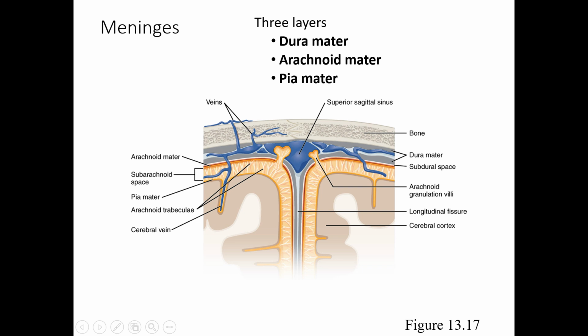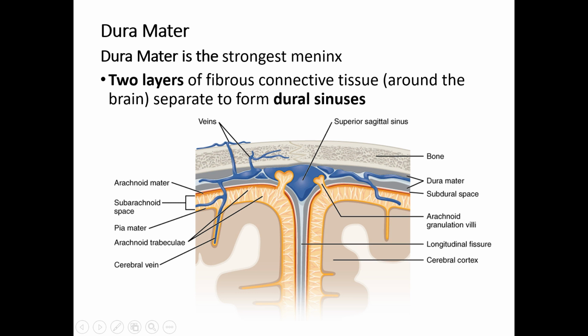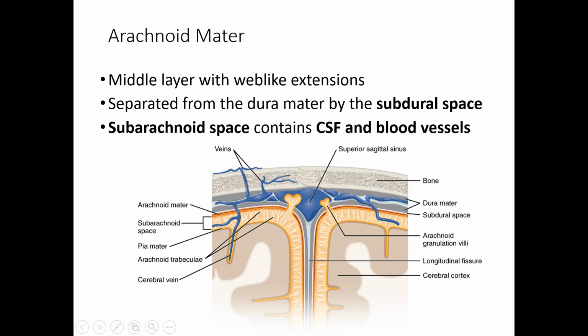Dura mater, which itself is made of 2 layers, 1 and 2. Then arachnoid mater right here, and this one is arachnoid mater, and finally pia mater. Dura mater, made of 2 layers, is the thickest and strongest layer. Inside, between those 2 layers, there will be dural sinuses. Those are large veins. Then we have arachnoid mater, and arachnoid mater has extensions right here that look like a web, like a cobweb, like a spider web. So that's why it's called arachnoid.